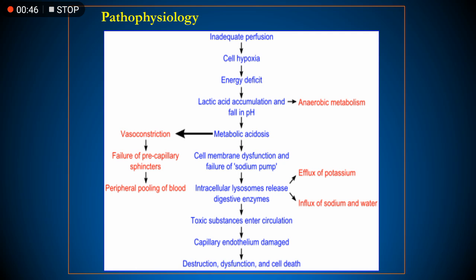In the cell, due to the inadequate supply and demand of oxygen and nutrients in the body, it causes inadequate oxygenation in the cell, leading to deficient energy production, which further leads to accumulation of lactic acid and a fall in pH. This is your anaerobic metabolism. Furthermore, this will lead to metabolic acidosis that causes vasoconstriction, failure of precapillary sphincters, and peripheral pooling of blood.